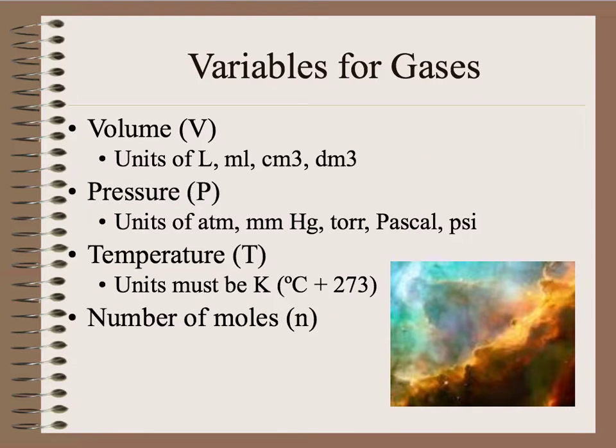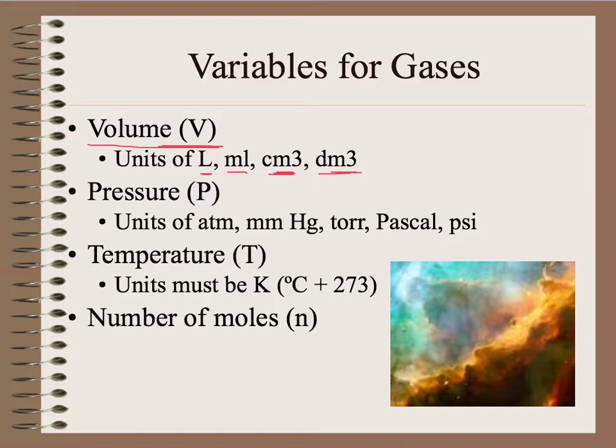There are some characteristics of gases that can vary, and they're called variables for gases. One of them is the volume. We can change the volume of a gas, and it's important for us to know what the units of volume are. Units could be liters, milliliters, centimeters cubed, or decimeters cubed. All of those can be used for volume, and you can change the volume of a gas by either expanding it or compressing it.